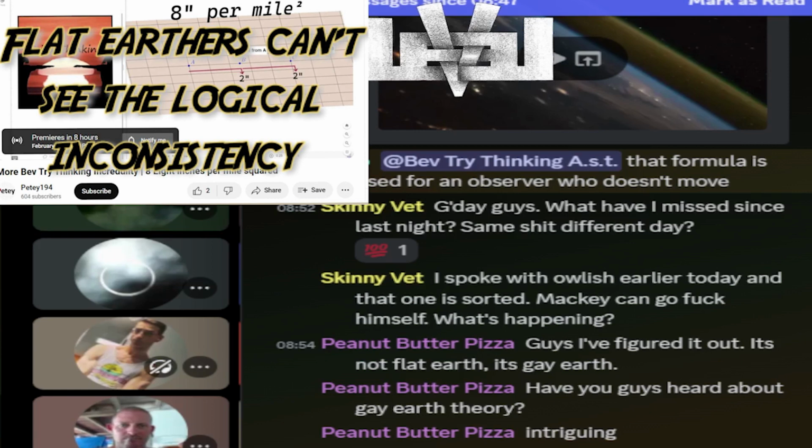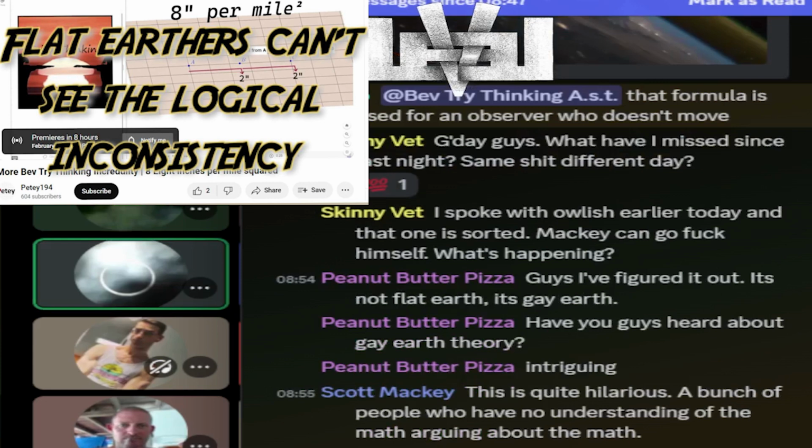Are you saying that from A to B it's half a mile, 2 inches, from B to C is 2 inches, so from A to C is 4 inches? This is what you're saying? That's the thing. It's just a simple math thing. He's misunderstanding how the formula works.